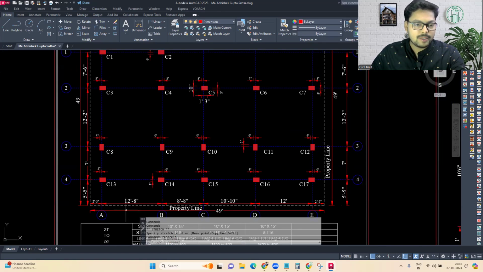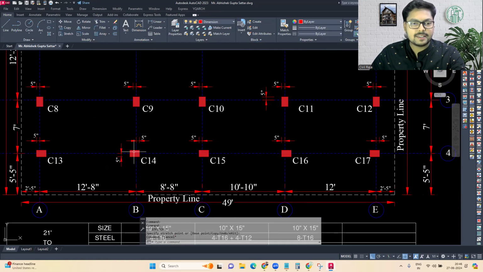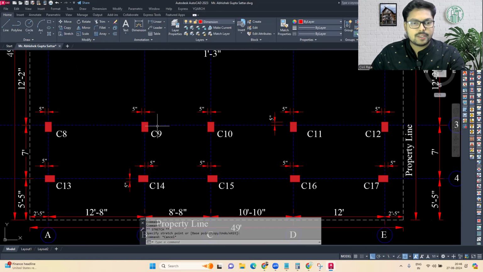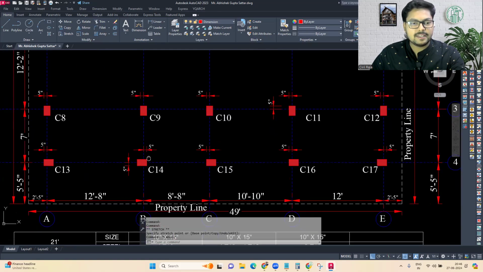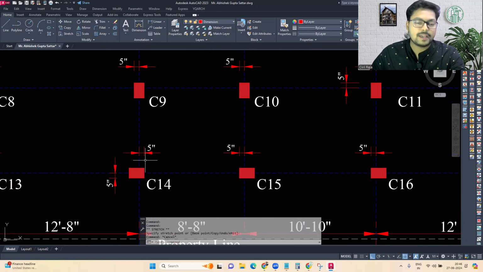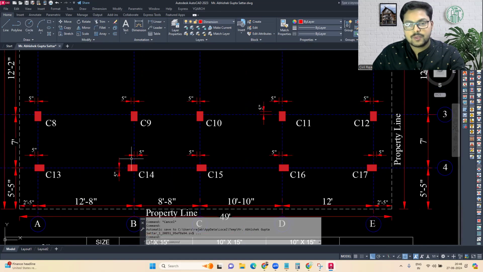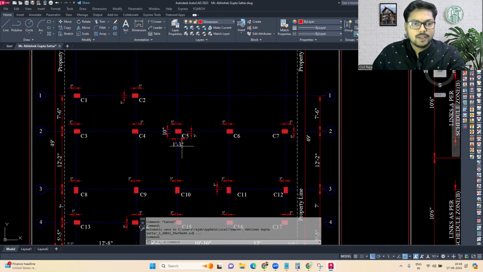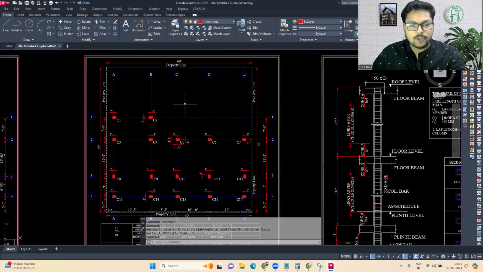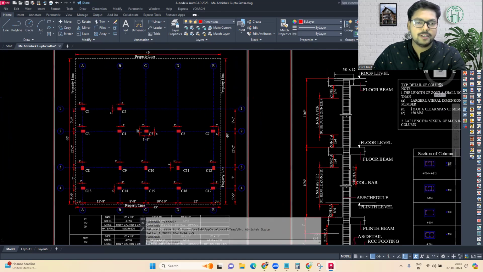From A to B, the column length is 12 feet 8 inches. From B to C, it is 8 feet 8 inches, and it is lying in the center of the column of this one. Okay, so over here, this is exactly in the center. Over here, this is not exactly in the center. So we have to show the flush, like how much it is on which side. So on this side it is 5 inches, on this side it is 10 inches. Okay, so I hope this marking is quite clear with you now. So you have understood how we have to mark the column layouts. So column layout is quite clear.